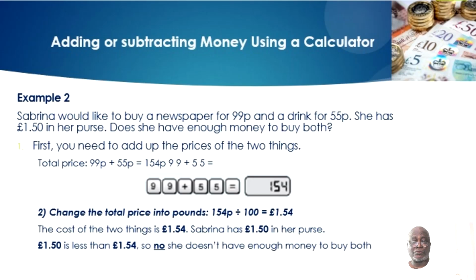The cost of the two things is £1.54p. Sabrina has £1.50p in her purse. So £1.50p less £1.54p is not possible at this stage. So no, she does not have enough money to buy both.